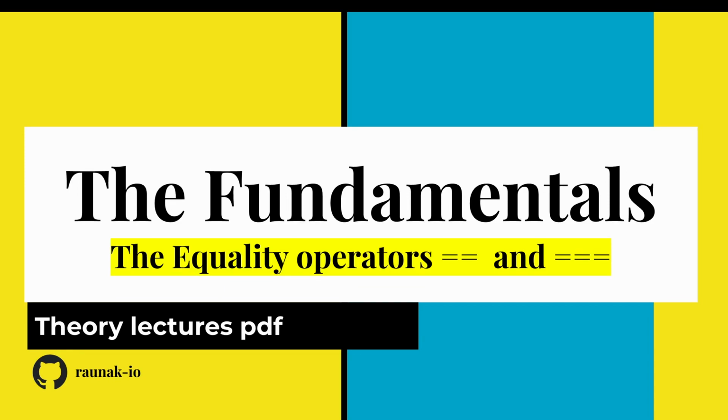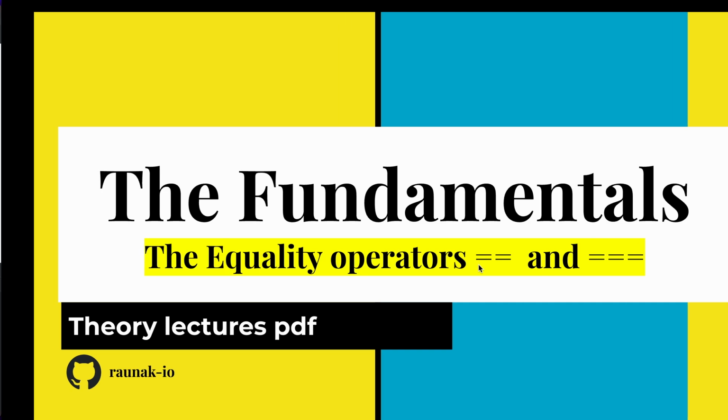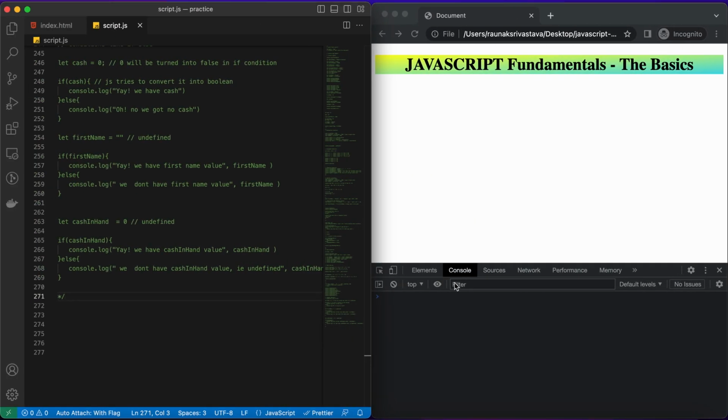In this lecture we will be looking at some more comparison operators. Those are double equals to and triple equals to. These are also known as equality operators, because they will check whether the values are equal or not. So let's see them in action one by one.